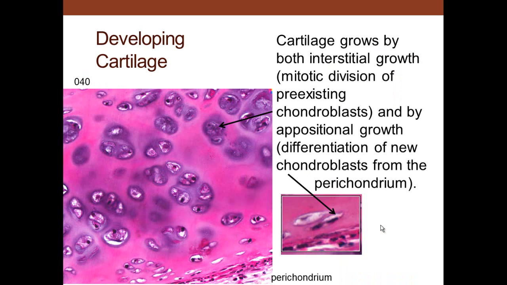So in terms of development, cartilage grows by 2 mechanisms. One is interstitial growth, that is mitotic division of pre-existing chondroblasts, and that's what we have here. In fact, you have these isogenous groups. You could have multiple ones, all come from the individual cell by mitosis. The other type of growth is differentiation of a new chondroblast from the perichondrium. So you have these precursor cells in the perichondrium that we see here and here, and they differentiate into chondroblasts, which get trapped in their lacunae and become chondrocytes.